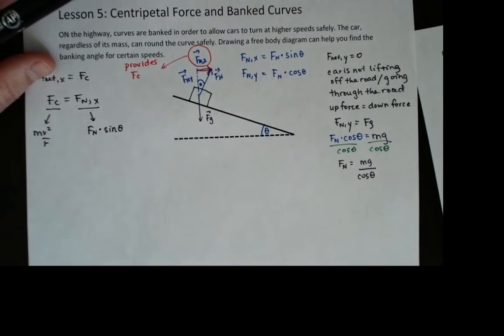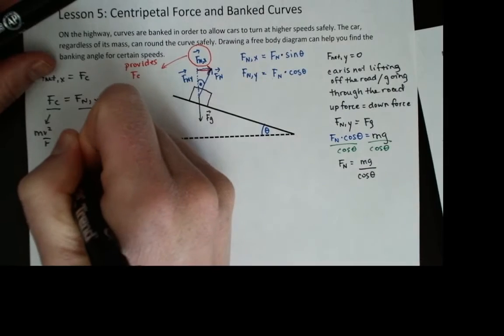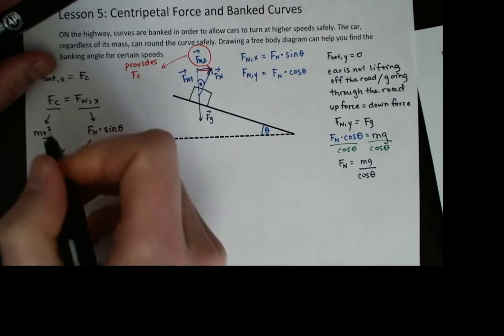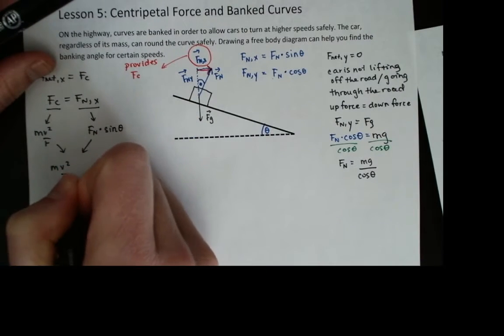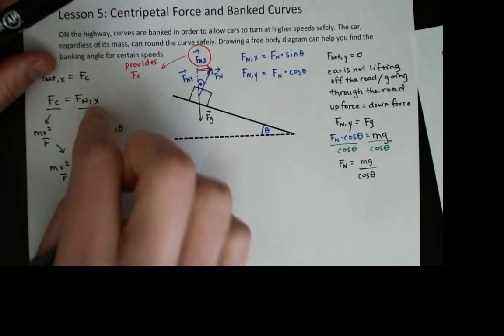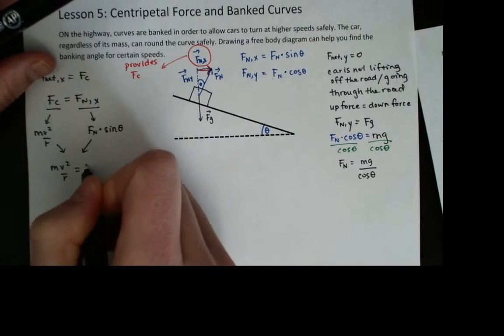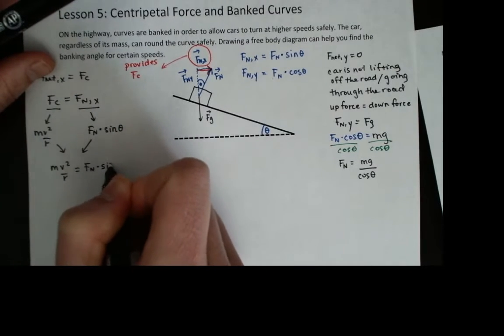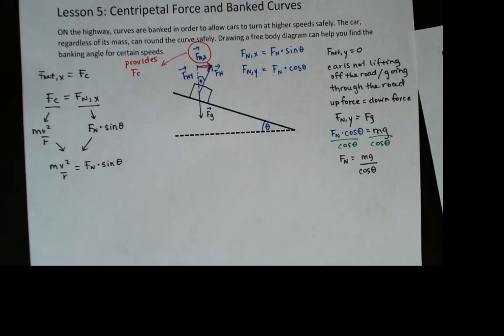So we can make those two equations equal to each other. Centripetal force, which is mv squared over r, is equal to the normal force in the x, which is Fn times sine theta. Now when you have a banked curve like this, you want to know the speed at which you can navigate that turn safely.